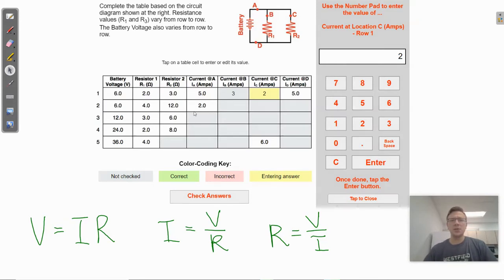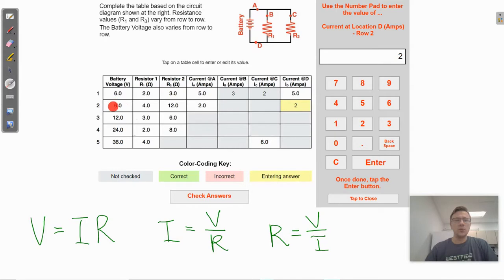Notice that it has given us the current at point A, which is 2 amps. And it has not given us the current at point D, but we know that it's 2 amps because the current is going to be the same whether you're looking at point A or point D. They're equivalent parts of the circuit. So we'll go through that same calculation again.